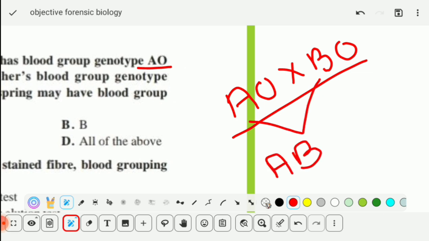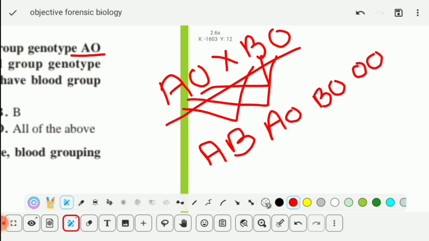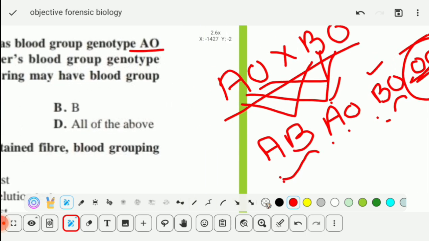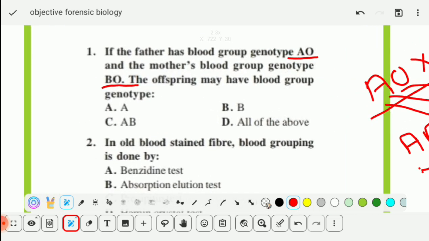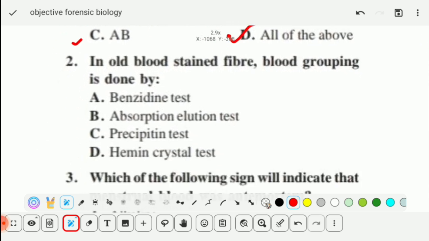It could be AB blood group, or AO, then it could be BO genotype, or simply OO genotype. Now we know that O is recessive whereas A and B are dominant. So there are probabilities that the child could have AB, A, or B blood group, but there is very little probability of the child having O blood group. O blood group is not mentioned in the options, but we obtained results as AB, hence option D would be the correct answer for the respective question.